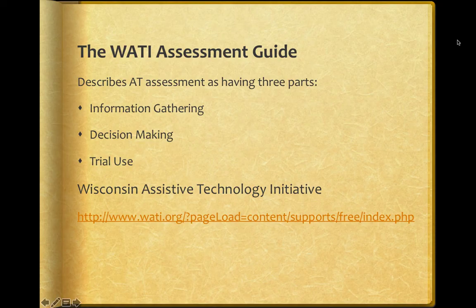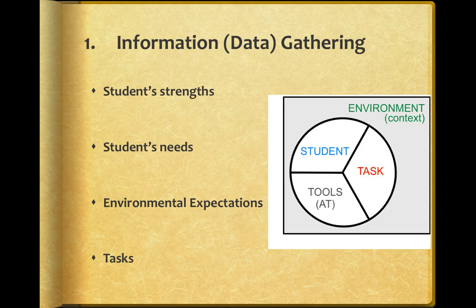The WATI Assessment Guide also provides some of the same steps, from gathering information, decision-making, trial, and trial use. You can find the Wisconsin Assistive Technology Initiative assessment package at this link. Let's just dive a little bit deeper into the process that WATI provides, and that is the information gathering, so the student strengths, their needs, the environmental expectations, and the tasks. So very similar to the QIAT plan.